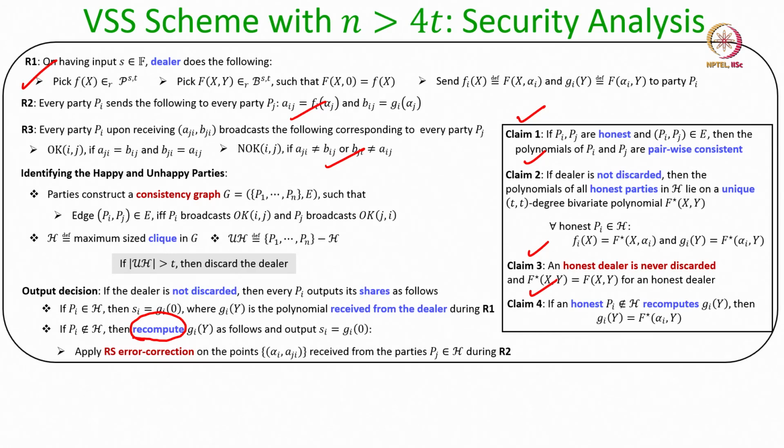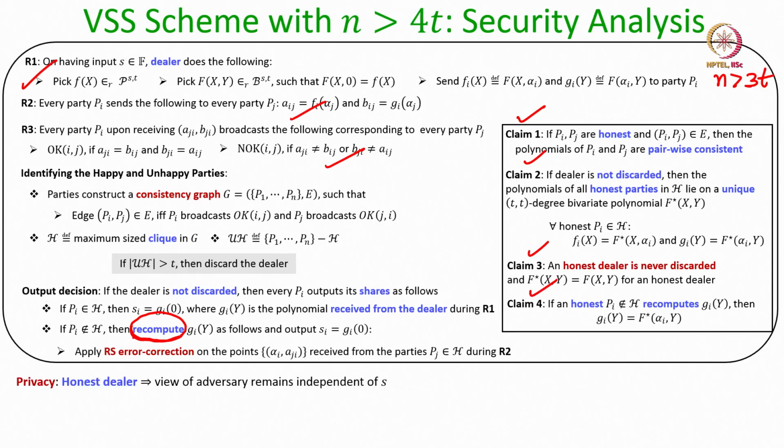Now, you might be wondering why this recomputation may not work for the previous VSS scheme with n greater than 3t. Well, I leave it as an exercise for you. You can go through the analysis that we are doing in this lecture, and then you can see where that analysis fails for the previous protocol. That means, why this protocol will fail with n greater than 3t, you can verify that, and why it works with n greater than 4t.